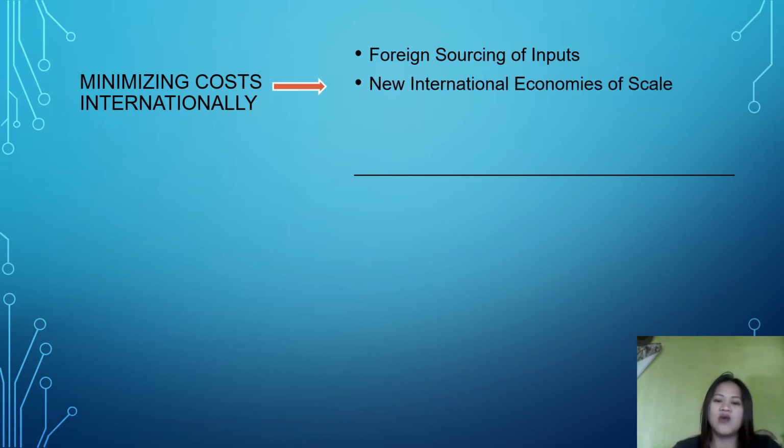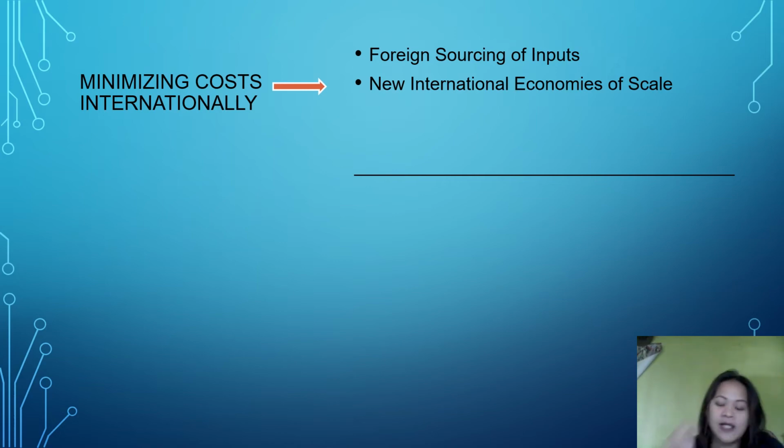Okay? Another one is the new international economies of scale. What is economies of scale? When we say economies of scale, these are the factors of production that actually make an effort to double your output even if you spend. That means, even if you keep spending 5 pesos after 5 pesos just to produce output, okay lang yon, as long as the output is doubled compared to the cost. That is considered to be your economies of scale itself.